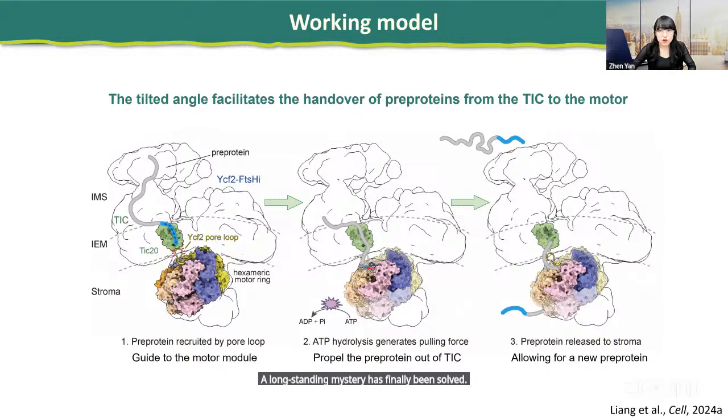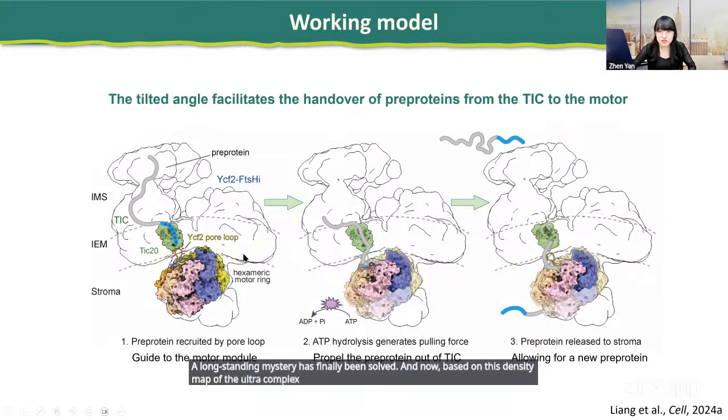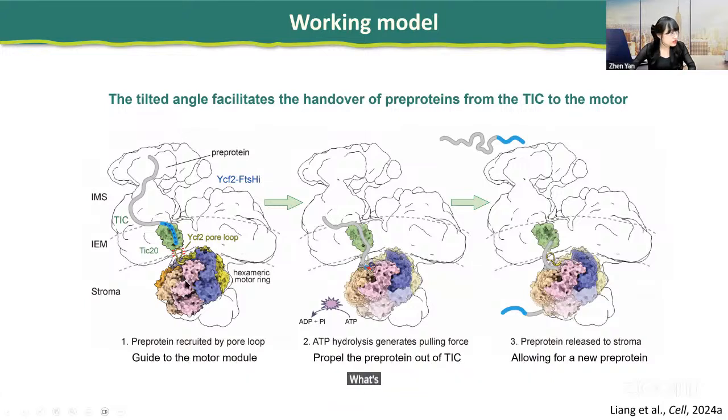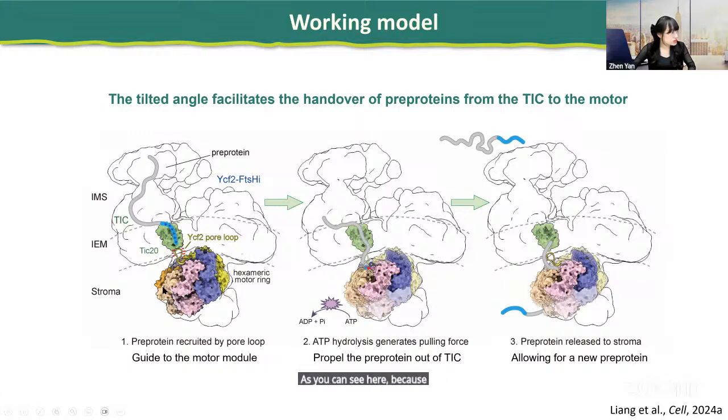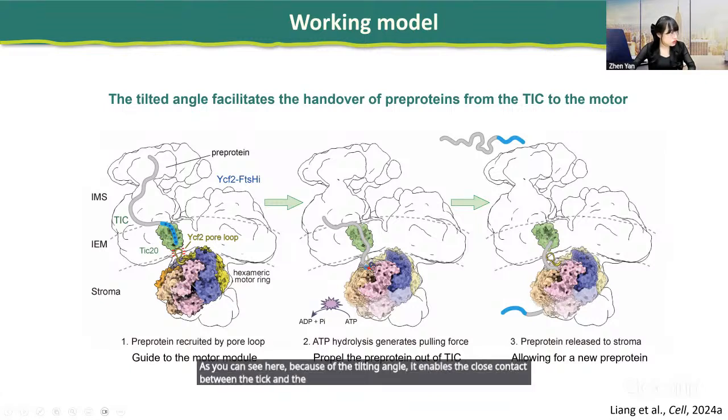And now, based on this density map of the ultra complex, I want to revisit a previously mentioned question. What's the physiological significance of this tilting angle between the motor module and the inner envelope membrane? As you can see here, because of the tilting angle, it enables close contact between the TIC and the motor module, which will facilitate the handover of the preprotein from the TIC to the motor.